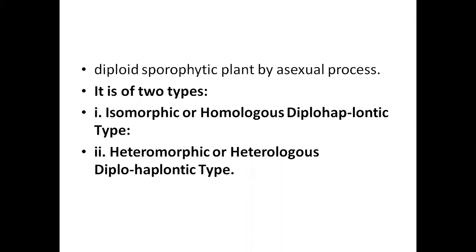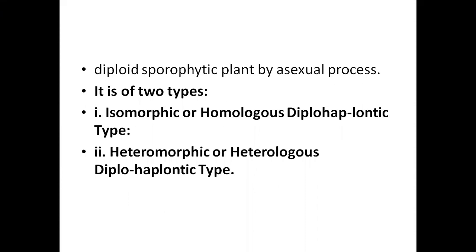Now in diplohaplontic there will be 2 types. First one is isomorphic or homologous diplohaplontic type. Second will be heteromorphic or heterologous diplohaplontic type. Now what happens in diplohaplontic? The haploid gametophyte produces gametes. Gametes will be haploid N. Now these gametes will fuse with each other to form zygote. Zygote will always be diploid. Keep this thing in mind. And if you are writing this thing, please write it down. And when zygote divides mitotically, it produces diploid plants only.